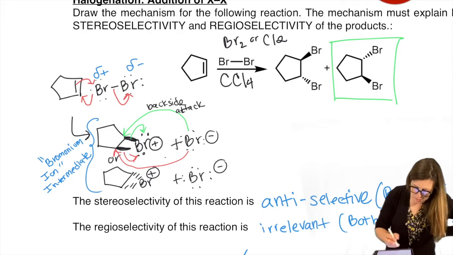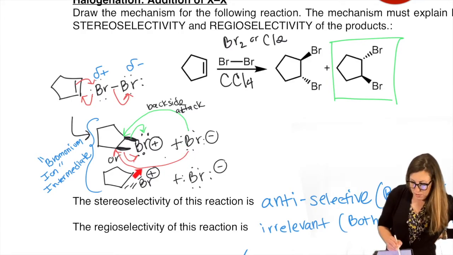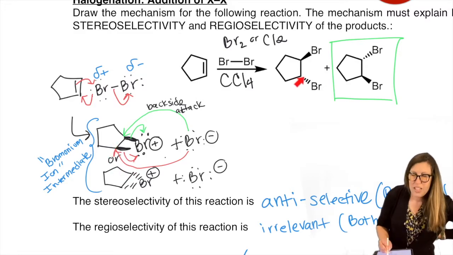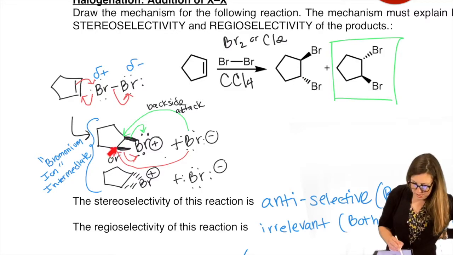Let's make sure the red product matches. The red product says we take the bromide and attack from the bottom, which means the bottom C gets the dash bromine. Indeed it does. The top one stays the same in the red path.